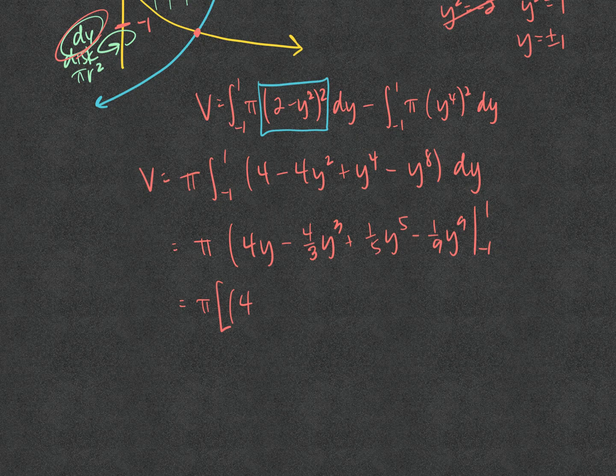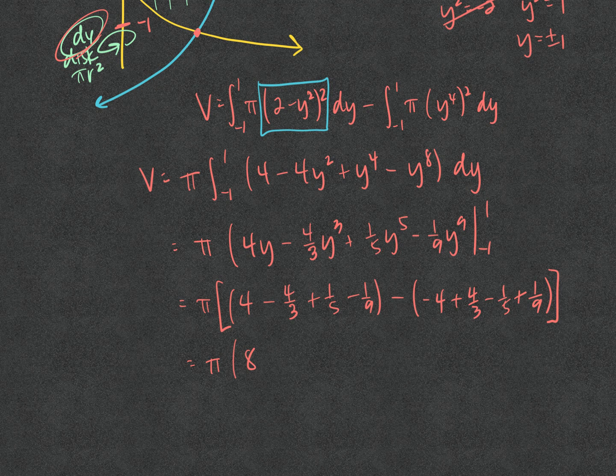So when we plug in 1, we have 4 minus 4/3 plus 1/5 minus 1/9. Minus, when you plug in -1, you have minus 4 plus 4/3 minus 1/5 plus 1/9. So you can see why you could double it, because we have 4 plus 4 is 8, and minus 4/3 and minus 4/3 is minus 8/3. And we have plus 2/5 and minus 2/9. So when we plug that in our calculator and work it out, or do it by hand, I don't care which way, 248 over 45 pi.